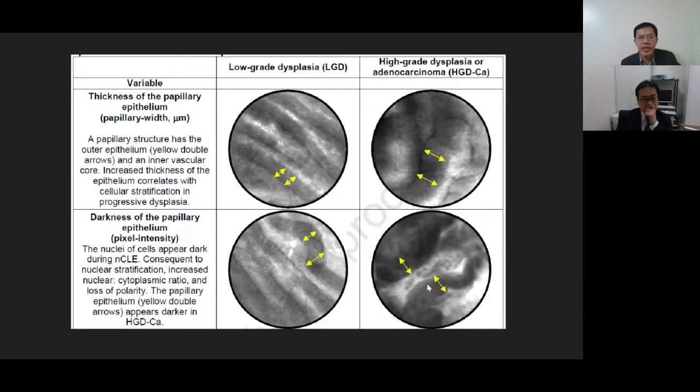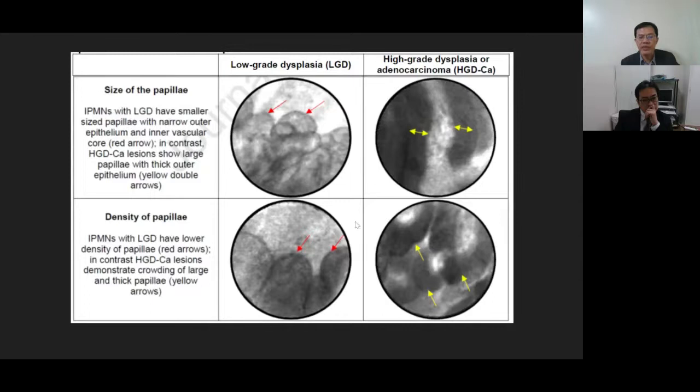We used several criteria, but the strongest two criteria were, first, the thickness of the papillary epithelium. If the thickness of the papillary epithelium is very wide, it suggests either high-grade dysplasia or cancer. And the second very useful criterion is the darkness of the papillary epithelium. If the papillary epithelium is very dark, it suggests either high-grade dysplasia or adenocarcinoma. We also tried to validate other criteria, but they were not as good as those two.